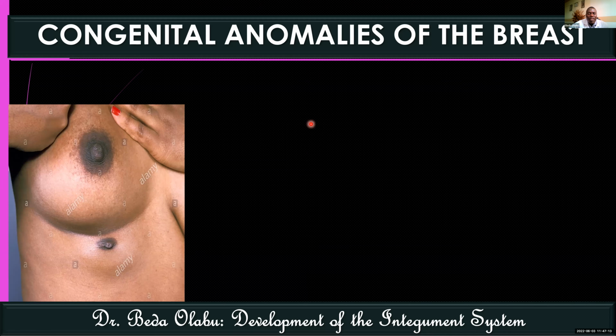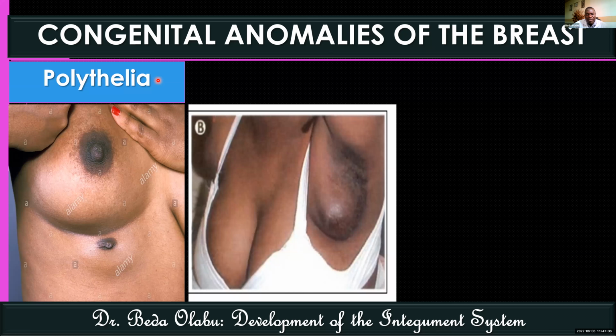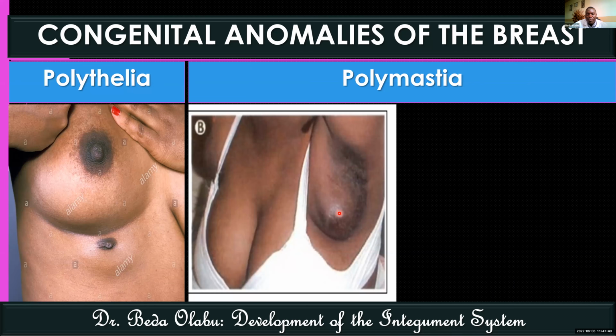You can also have anomalies that affect breast, like in this one where we have extra nipple, we call that polythelia. Polythelia is supernumerary breast, which are supernumerary nipple, which are due to persistence of milk line. So you may have milk line persisting in the regions not supposed to persist, and that will give you polythelia. You may also have polymastia if that particular breast actually developed breast tissue.